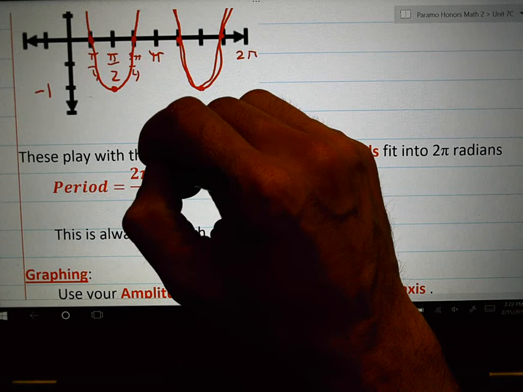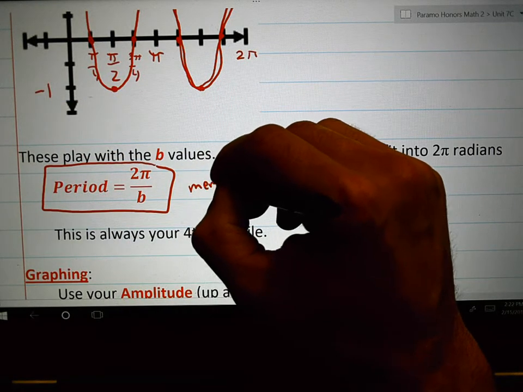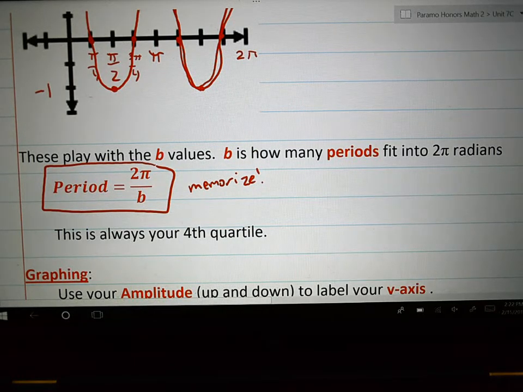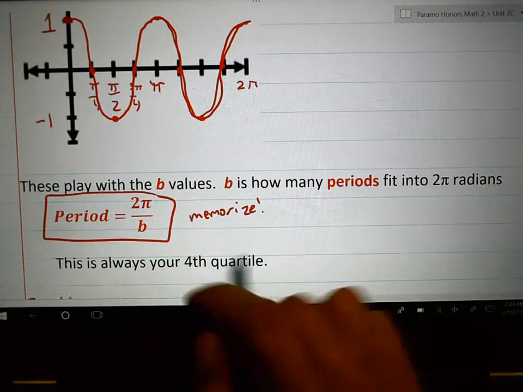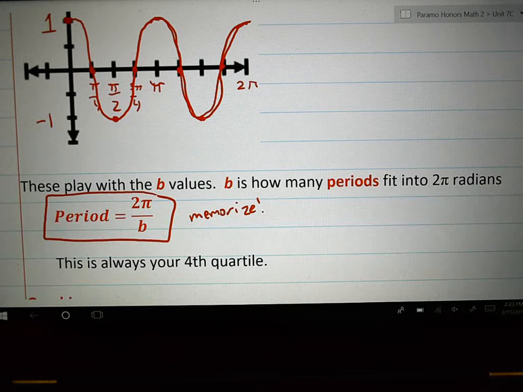The formula that I'm going to expect that you memorize is right here. This formula is going to work for sine, for cosine, for secant, and even for cosecant. That's what's nice about it. If you're trying to figure out how big your period is going to be with, let's say, the cosine of 2x, you can figure out what this period is going to be by using this formula. I'll show you an example in just a moment.